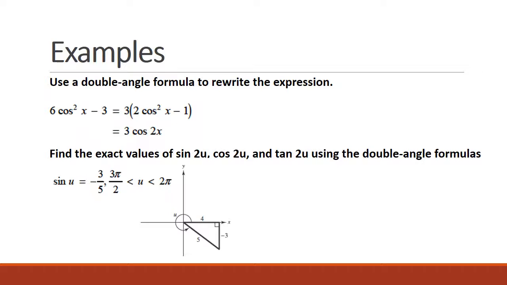And we're going to label it. The opposite will be negative 3, and the hypotenuse will be 5. We know the quadrant it's in because it tells us. And that will let us find the other information we need in order to use the formula.